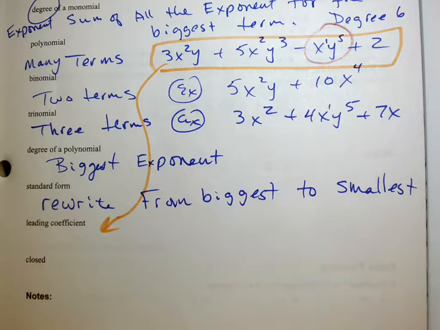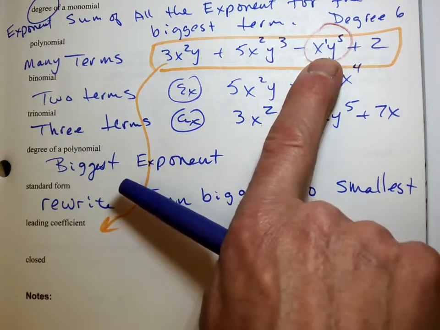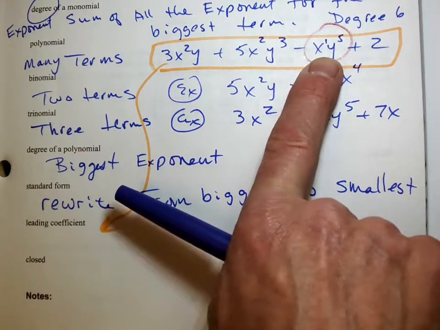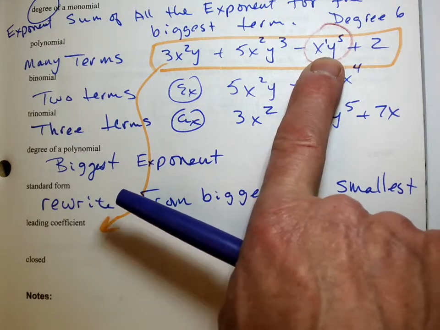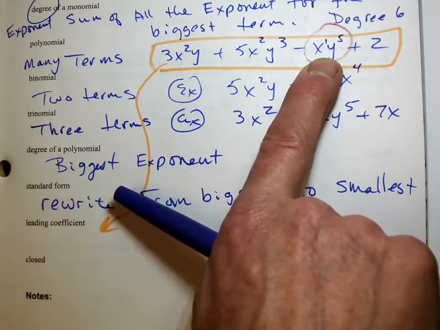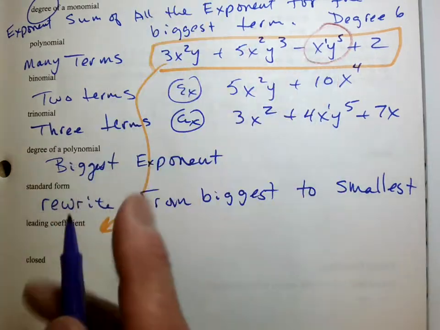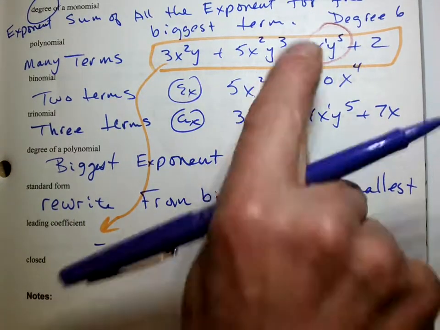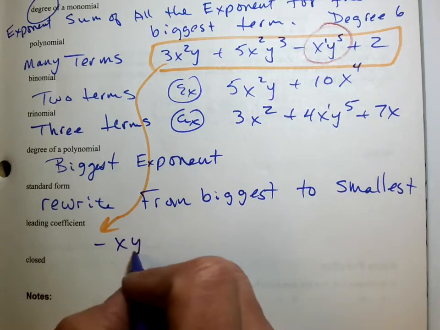To be in standard form, you have to put your biggest to your smallest. This is my biggest. It has to do with the exponents. It has to lead the way. It's got to go first. We let our biggest dude lead the way, right? Biggest dude into battle. This is our biggest guy, so it goes first. Negative. See the negative? x y to the 5th.